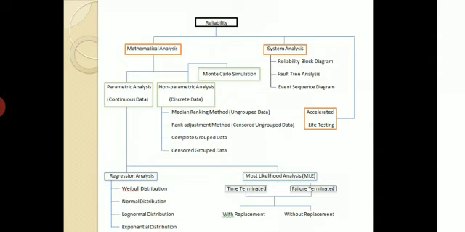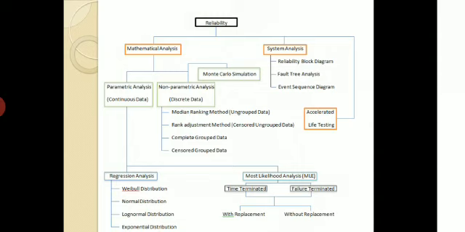So we have many methods to measure mathematically. They are parametric analysis (continuous data), non-parametric analysis (discrete data), and Monte Carlo simulation. I think you would have heard about this Monte Carlo simulation. So from all these three methods we can measure the reliability mathematically.